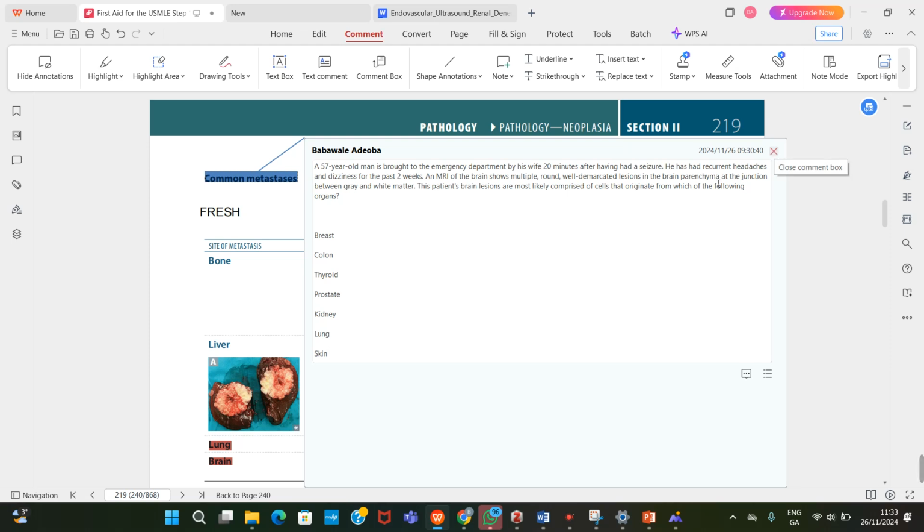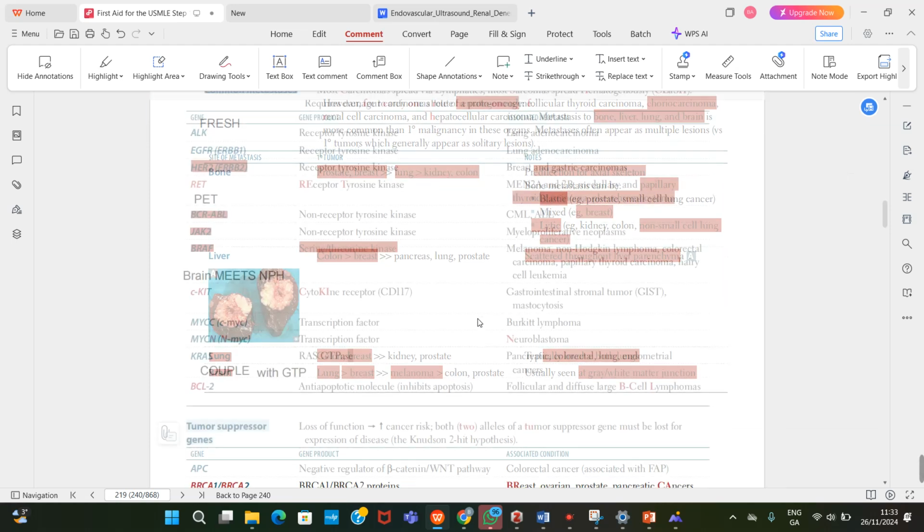Yes. A 57-year-old man is brought to the emergency department by his wife 20 minutes after having a bad seizure. He had recurrent headaches and dizziness for the past 2 weeks. MRI of the brain shows multiple round, well-demarcated lesions in the brain parenchyma, at the junction between gray and white matter. These brain lesions are most likely comprised of cells that originate from which of the following organs? Anybody? The lungs. It's as simple as that.